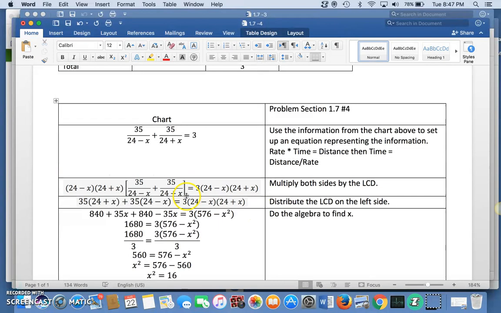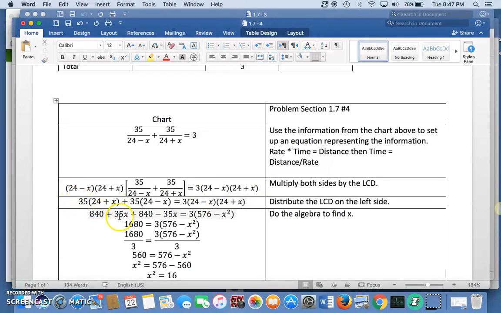Okay, what happens as you multiply? This times your first fraction, the 24 minus x's cancel. That leaves you with 35 times 24 plus x. The second time, the 24 plus x cancels. That leaves you with 35 times the 24 minus x. There was nothing to cancel on the right side, so that disappears.